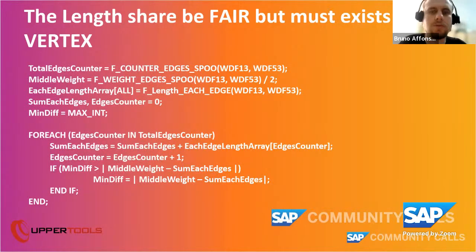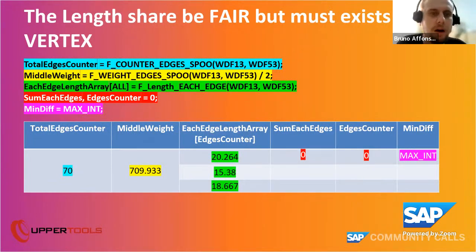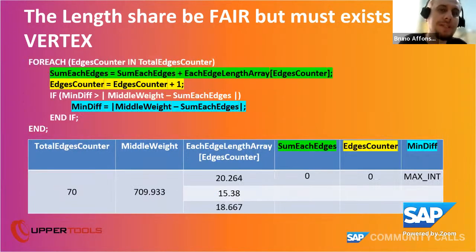Let's split it into 2 parts to understand this. First, we have total edge counter, middle weight, and each edge length array, which are the return of the functions we haven't seen before, and they are fixed values. Okay, and we have the auxiliary variables too, which will be updated in each loop. The sum of each edge starts with 0, and edge counter starts with 0 too. The minimum difference starts with the maximum integer number possible.